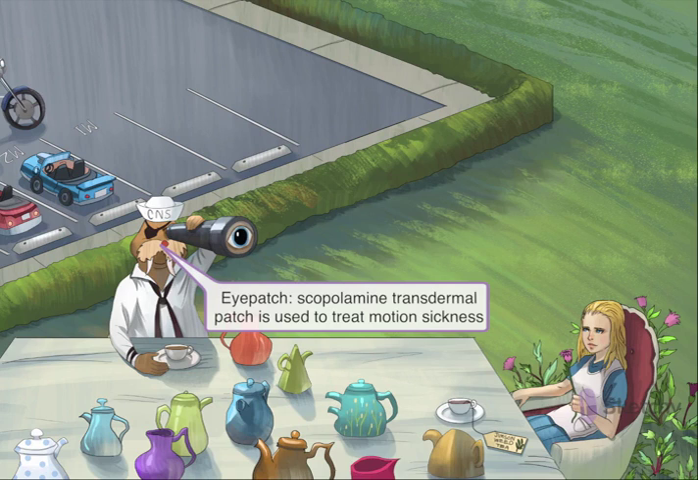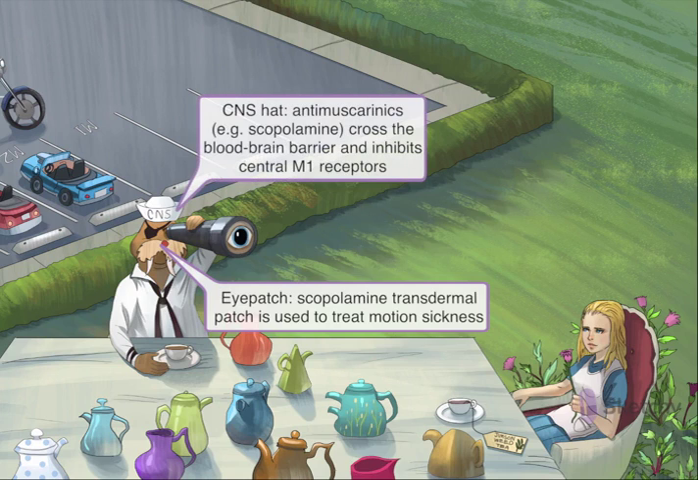The ability to treat vestibular disorders highlights the ability of many of these antimuscarinic agents to penetrate the blood-brain barrier and block M1 muscarinic receptors in the CNS. Hence the CNS-themed captain's hat.